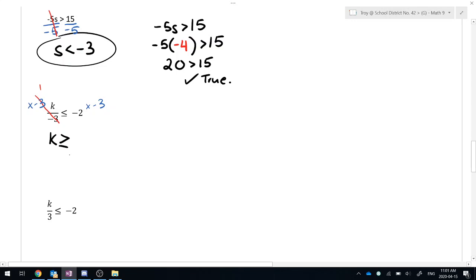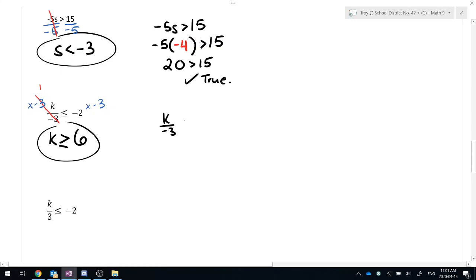And then I got negative 2 times negative 3. Two negatives make a positive. It's going to be 6. So k is greater than, or equal to, 6. So I can check here.